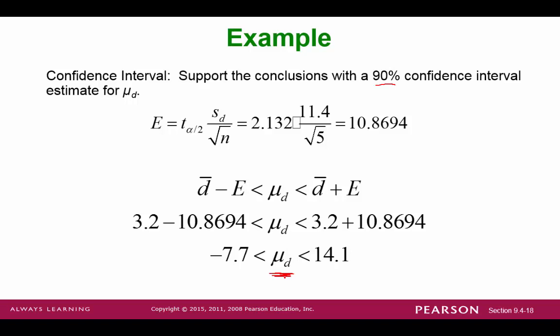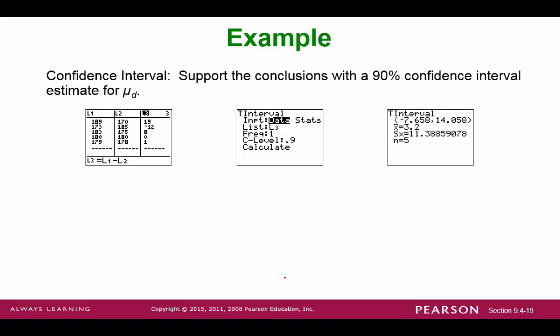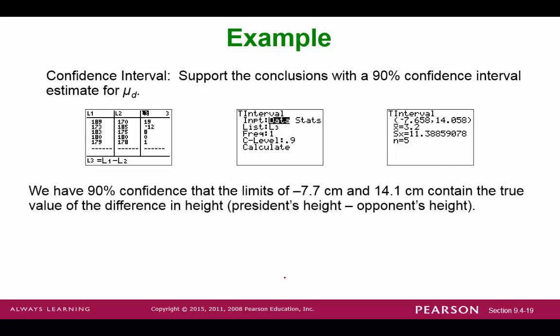Let's take a look at the calculator method of finding the confidence interval. Again, we'll start off by putting our values into L1 and L2 and doing the subtraction and storing that into L3. And then we're going to do a t interval on L3 using the data option in your t interval. And then you're going to get the same results. We get negative 7.7 and positive 14.1. And so with the confidence level, the limits of negative 7.7 and positive 14.1 contain the true value of the difference in heights. The heights of the presidents minus the heights of their runner-up opponents.